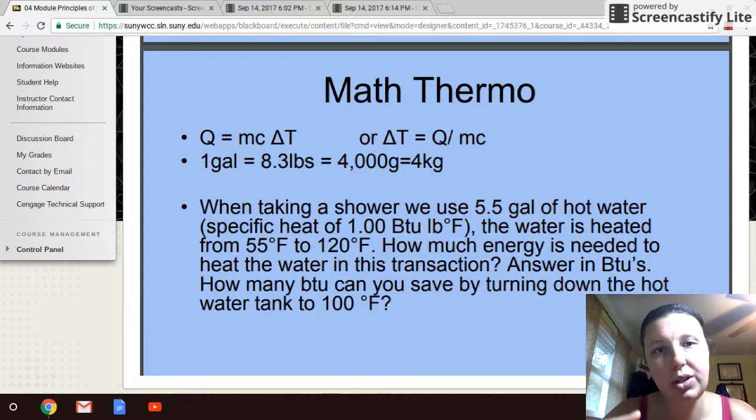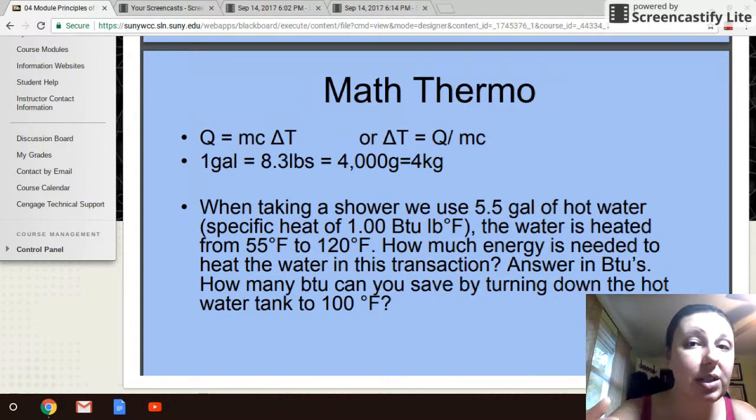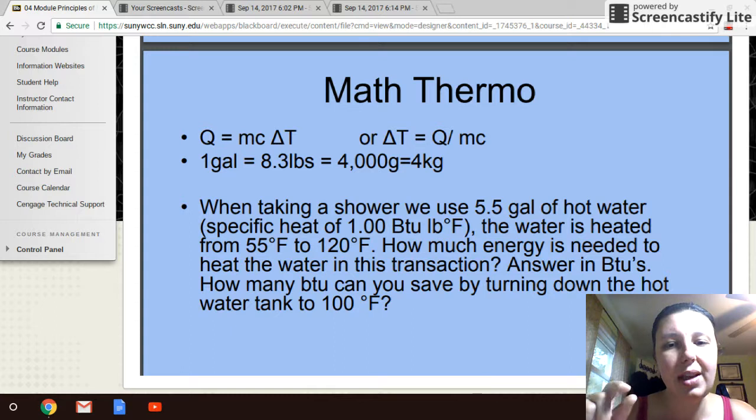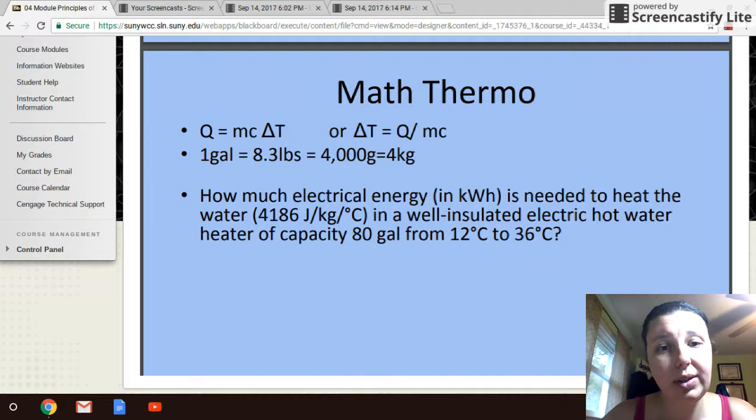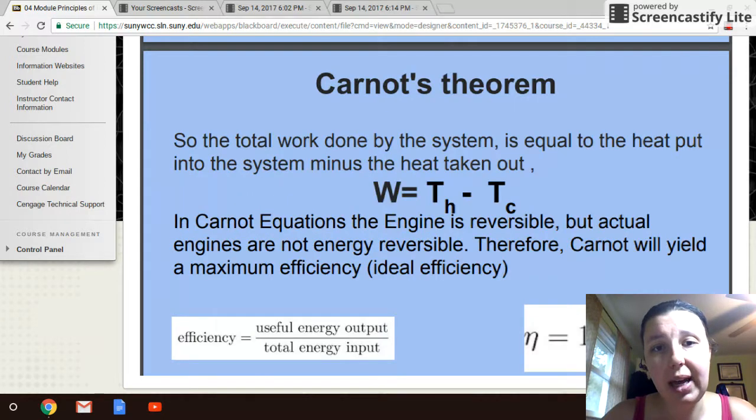I'll be reading the discussions as well as other students. You're welcome to read discussions, and if you do answer anybody's questions on discussions, I do give a little extra credit on those things. So please do take a look. Please feel free to ask questions if you're getting stuck. But here are some questions that you should be able to answer on your math thermos.